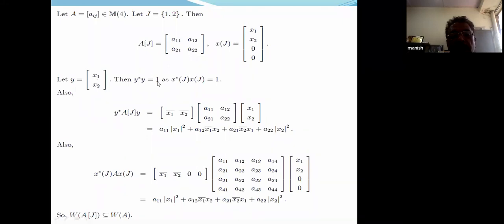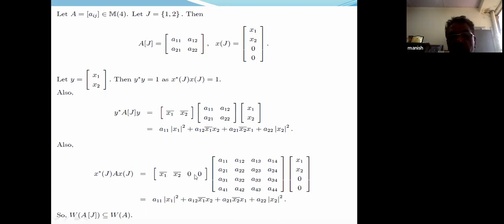Then Y star Y is 1. So this also gives X star j Xj is equal to 1. So Y star Aj Y, we calculate this expression, and this comes out to be this. Now we calculate X star j A. Here we were calculating with Aj, but here with A. And this also comes out to be this expression.